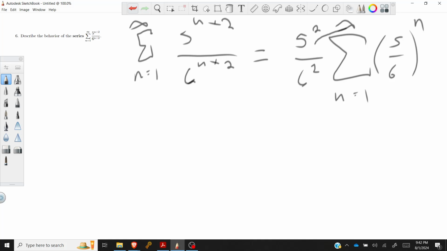If we multiply 5 squared to 5 to the n, that's going to give us a 5 to the n plus 2. 6 squared times 6 to the n is going to give us a 6 to the n plus 2. So once we've rewritten it, it's very clear to see that r is equal to 5/6, and the absolute value of r is definitely less than 1.